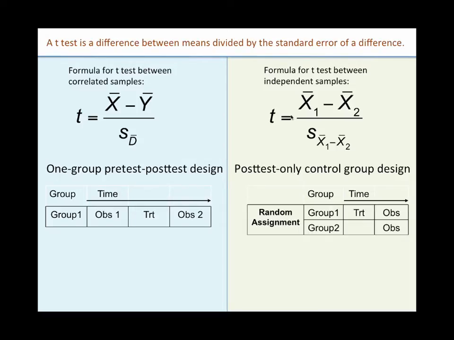Finally, we will need to make one more mathematical tweak in our Excel spreadsheet related to the degrees of freedom. Recall that in the t-test between correlated samples, the degrees of freedom is n minus 1, where n is the total number of people in group 1, or the total number of pairs of scores.